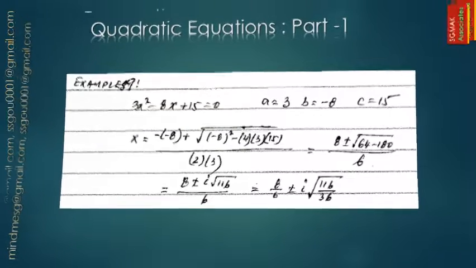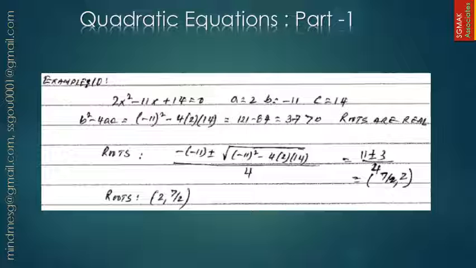Okay. Example 10. 2x squared minus 11x plus 14 equals 0. Again, mapping into the general form, a is 2, b is minus 11, c is 14. So the discriminant b squared minus 4ac, minus 11 squared minus 4 times 2 times 14, is greater than 0. Roots are real. So roots are 11 plus minus 3 divided by 4. So roots are 7 over 2 and 2, that is 3.5 and 2.